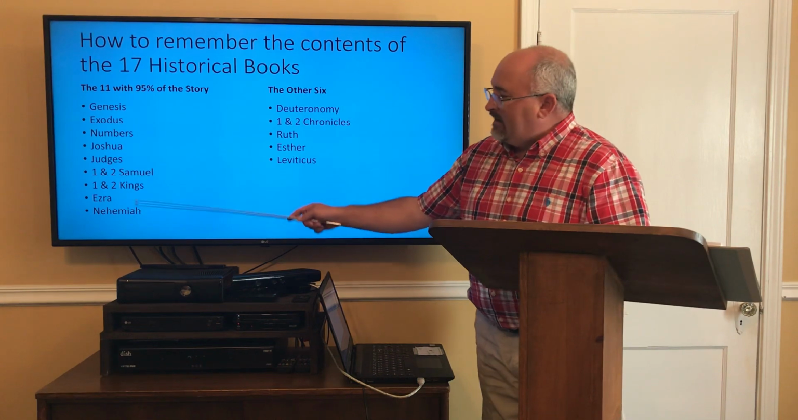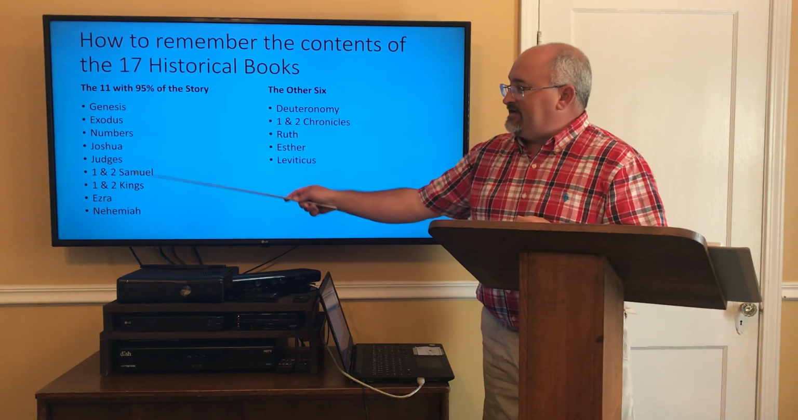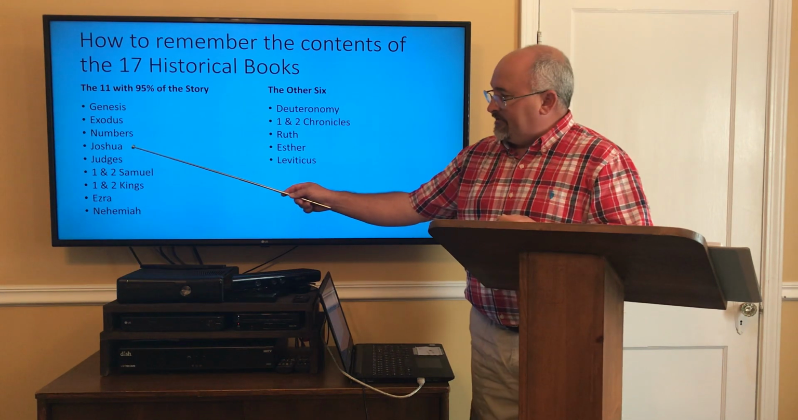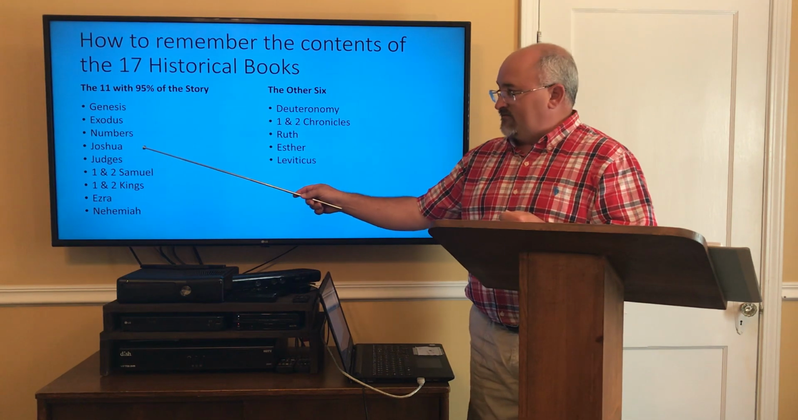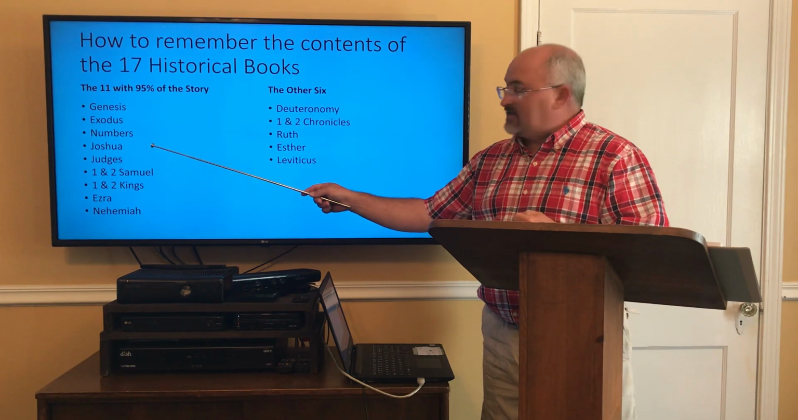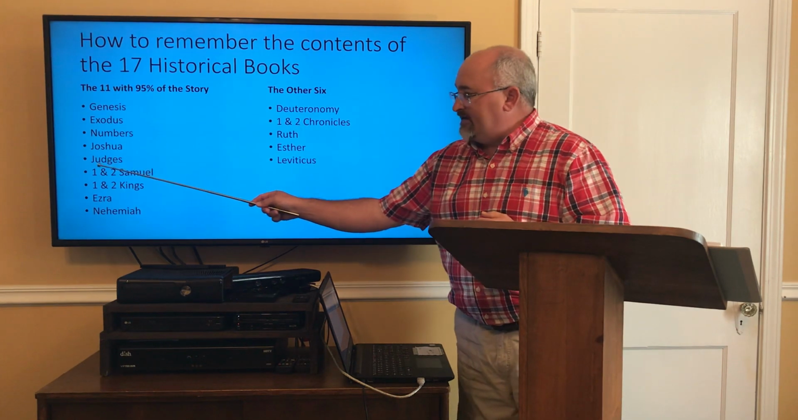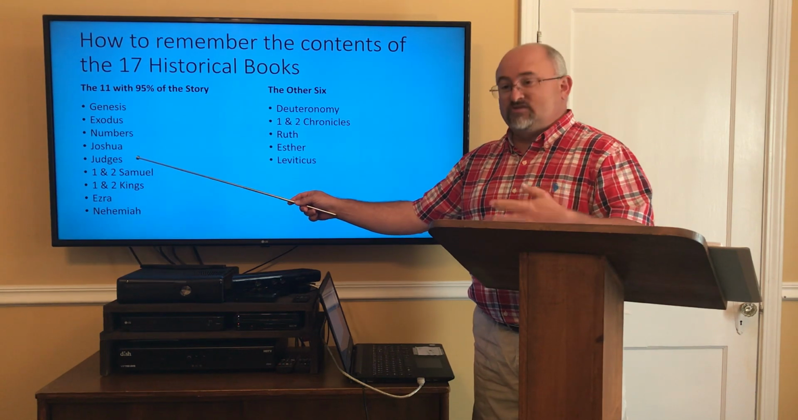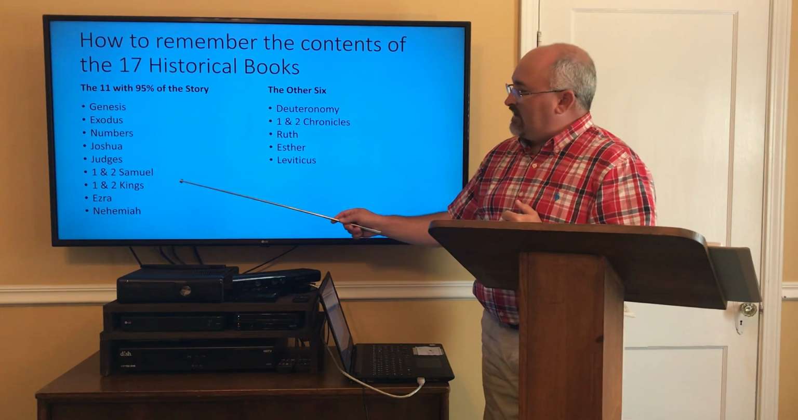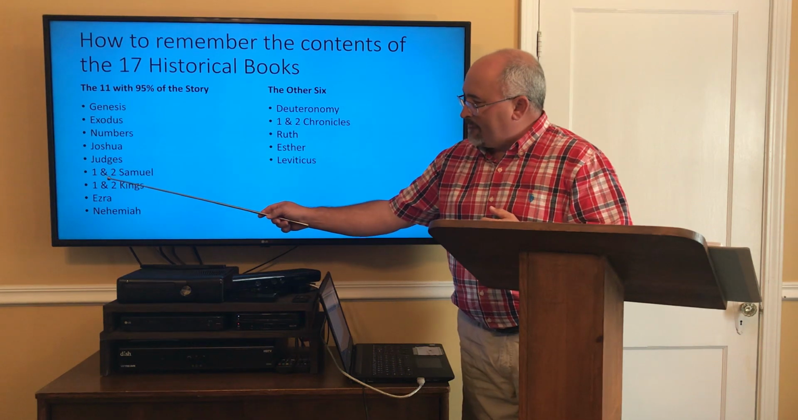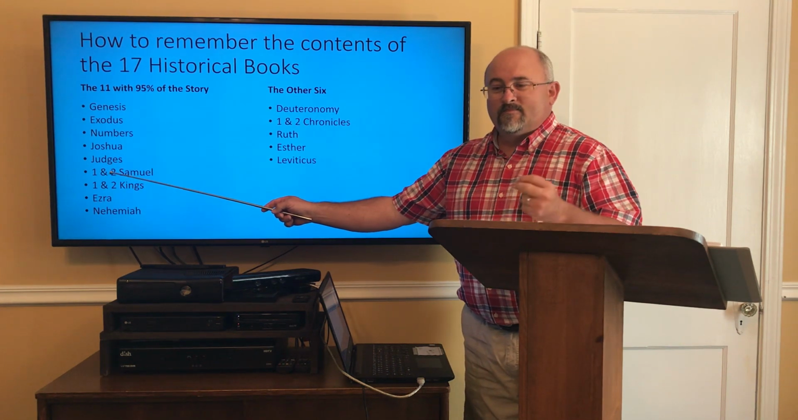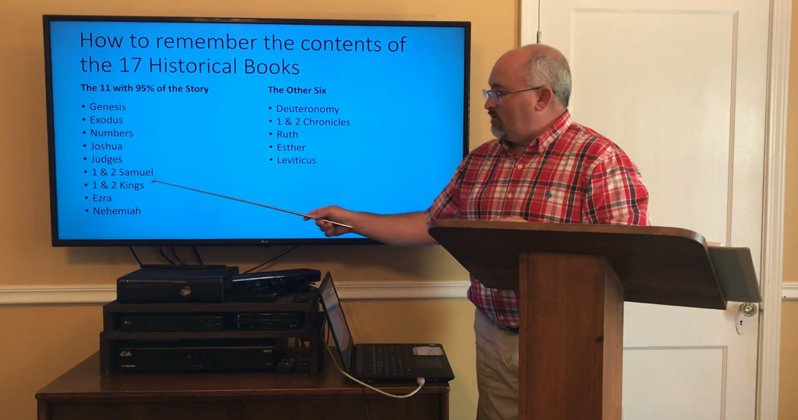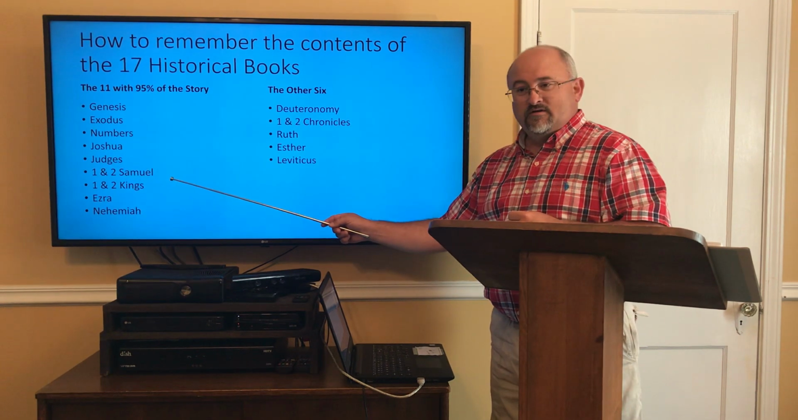Now for the remaining books, the name of the book gives us an idea of what we'll find in it. What will we find in the book of Joshua? The story of Joshua and the conquest of the land of Canaan. Very good. What do we find in Judges? All the different judges, the 12 judges and the sin cycle. Very good. 1 Samuel: the story of Samuel and the first king, Saul. What do we find in 2 Samuel? The story of David.